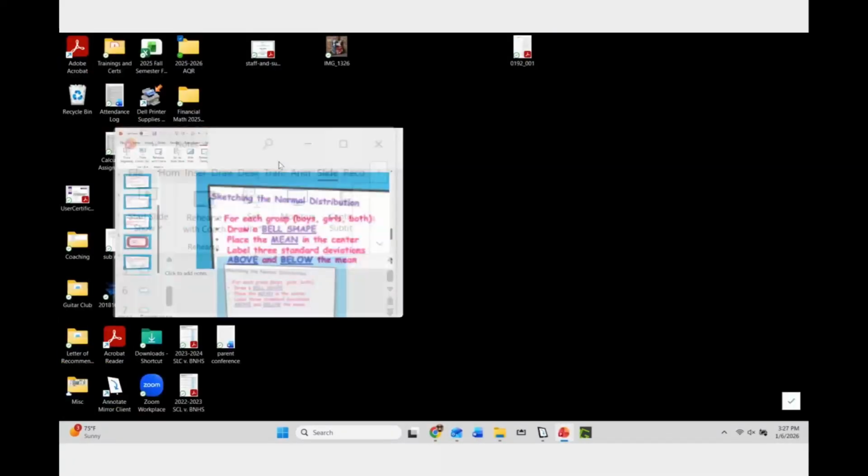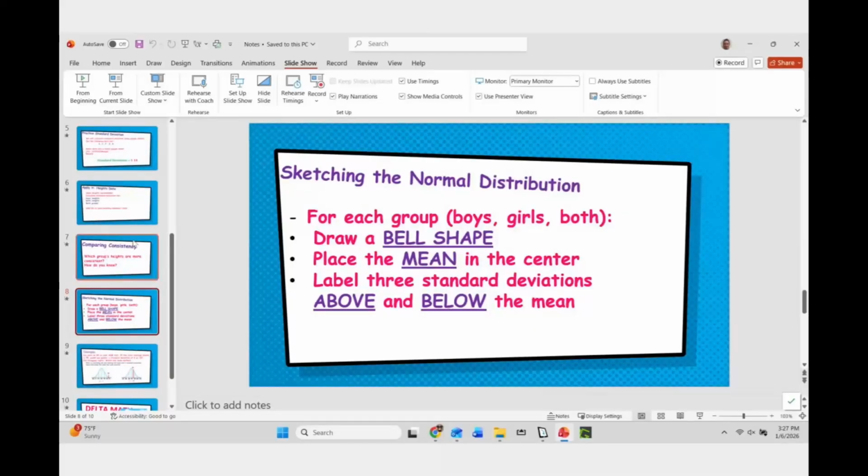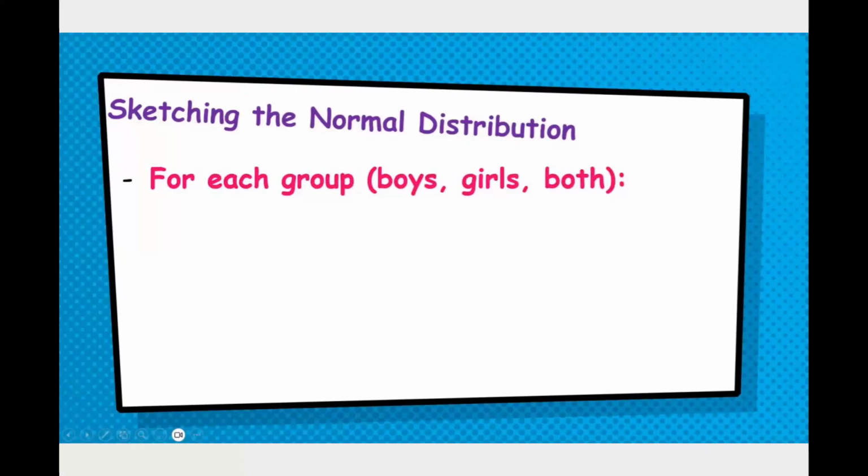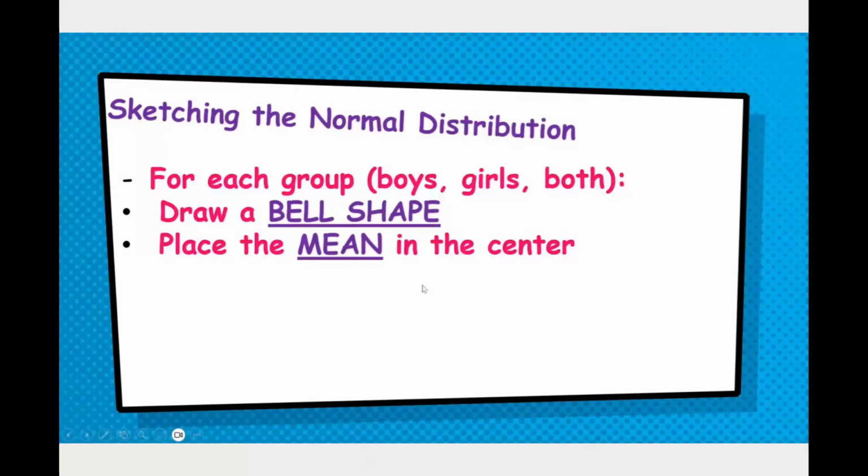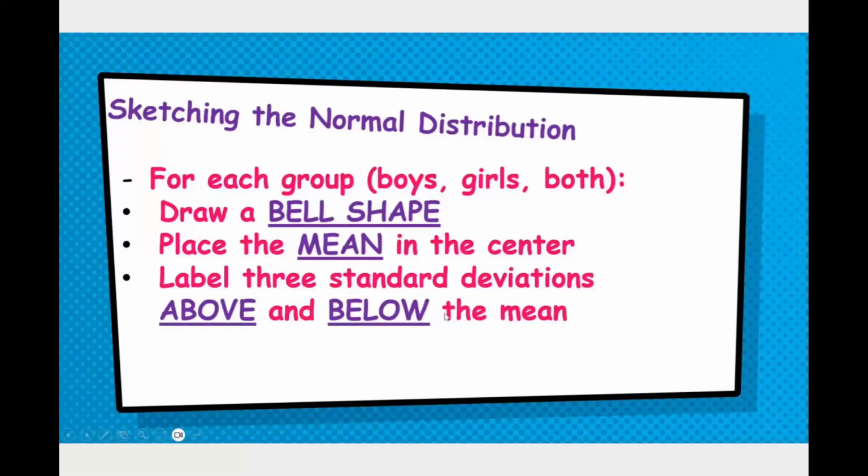So let's talk about how to actually sketch the normal distribution so we can visually see it. I feel like whenever I kind of learned this was kind of what got me to really understand this. The word standard deviation, all the vocabulary you hear is just words, and sometimes the pictures really help. So for each group, we have boys, girls, and both. We're going to start by drawing a bell shape, place the mean in the center, and we're going to label 3 standard deviations above and below the mean.